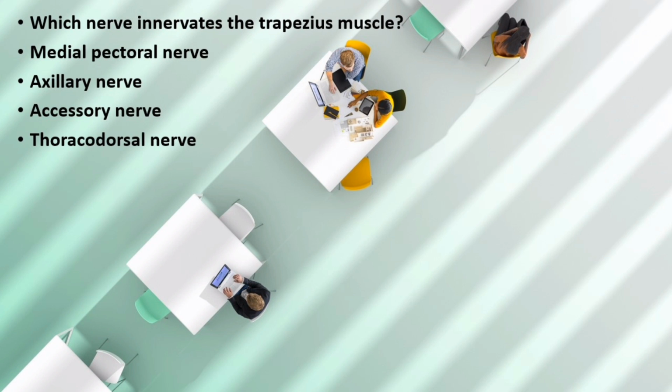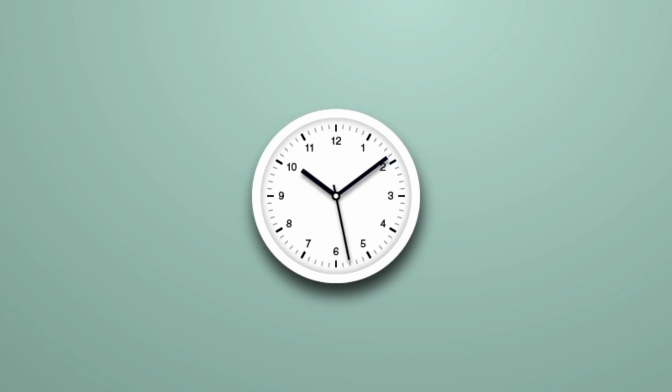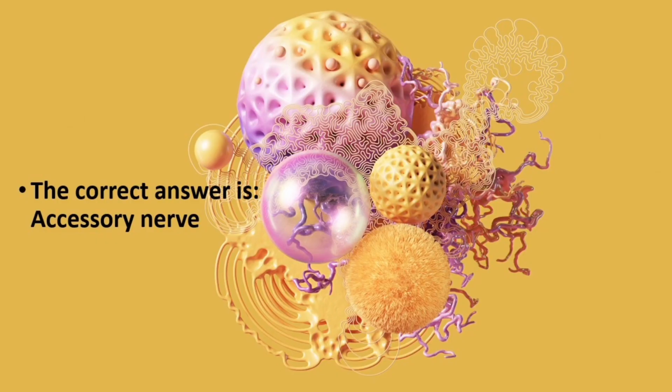Quiz. What nerve innervates the trapezius muscle? Medial pectoral nerve. Axillary nerve. Accessory nerve. Thoracodorsal nerve. The correct answer is accessory nerve.